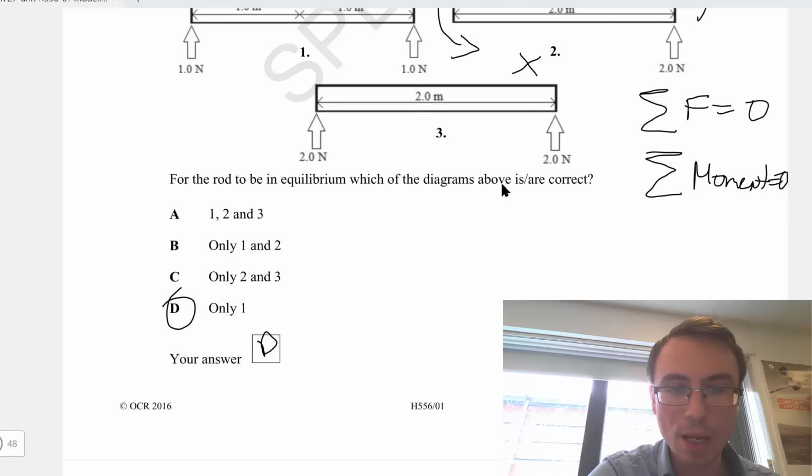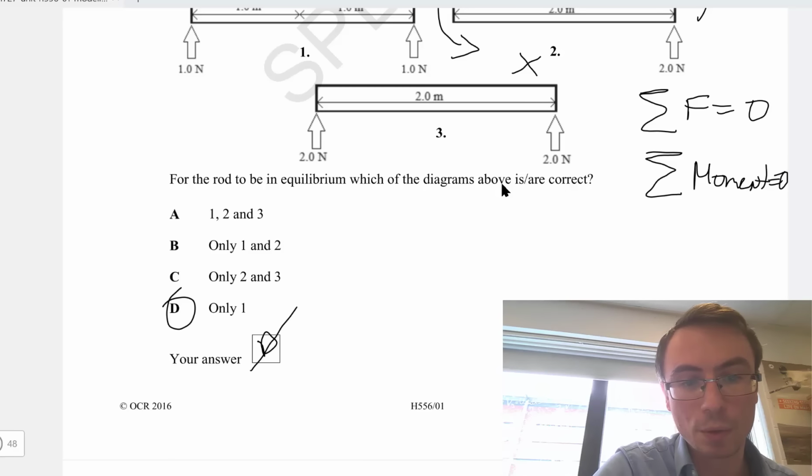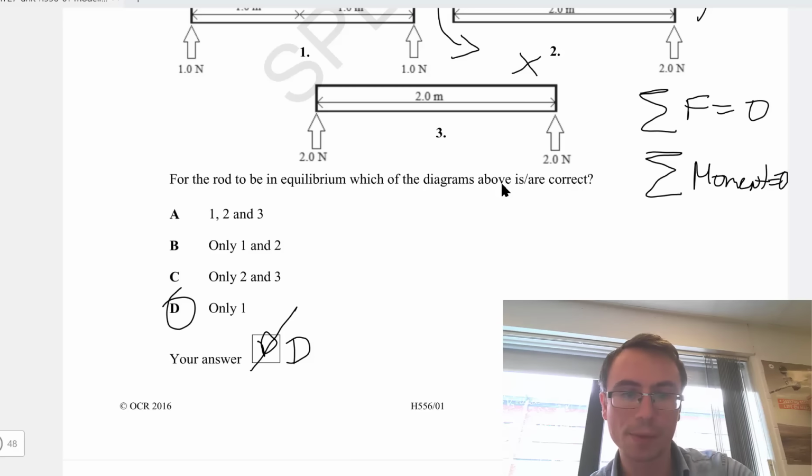Okay, side note, but if you want to change a multiple choice answer, don't try and scribble onto it. If you wanted to change an answer, just do that and write down the new answer.